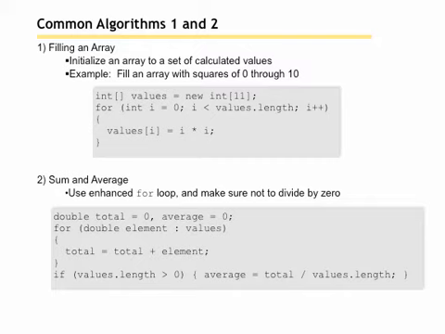Filling an array. To fill an array, notice that we are not using the enhanced for loop, we're using the traditional for loop, and we create our array int[] values = new int[11], so there are 11 elements in this array. For int i = 0, i < values.length, i++, that's very common for traversing an array. Start with 0, go as long as the loop control variable, in this case i, is less than the number of elements in the array, values.length.